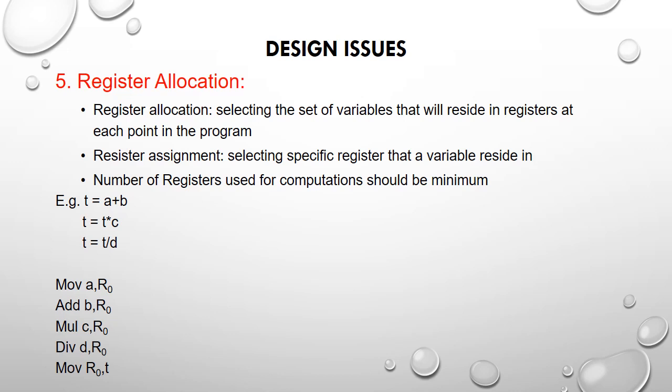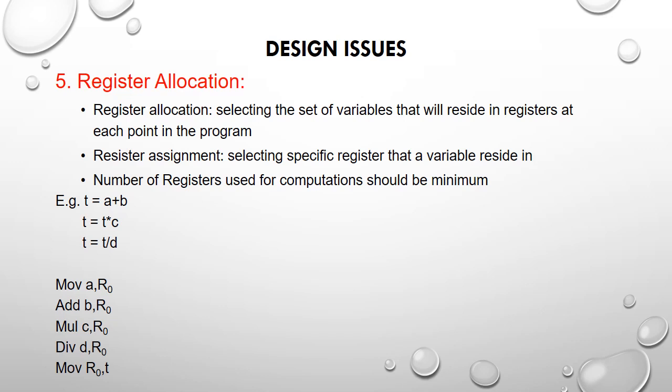The third one is that the number of registers used for computation should be minimum. Obviously, if a program uses the minimum number of registers, the other registers will be free for the next instructions, and if you are using parallel programming, in that case the other registers will be free for the other program statements.